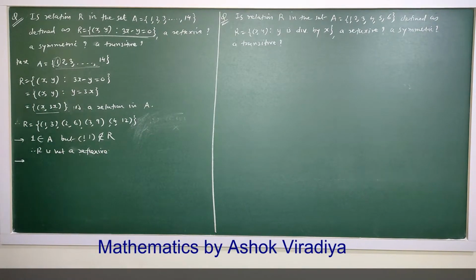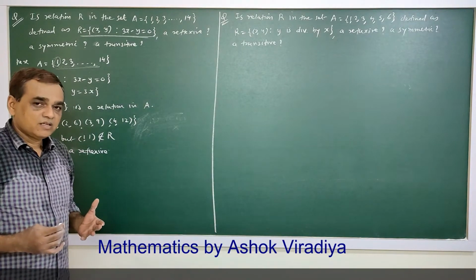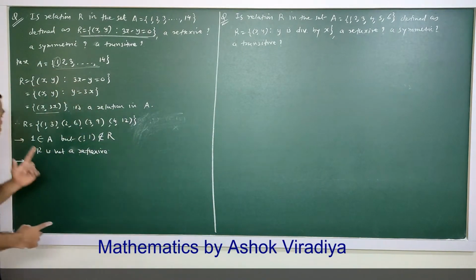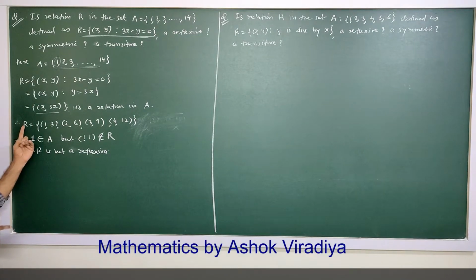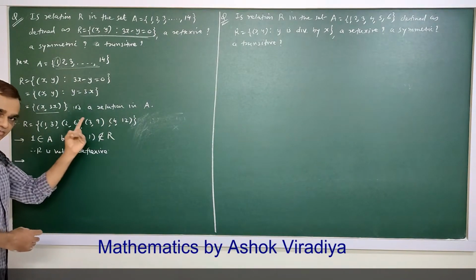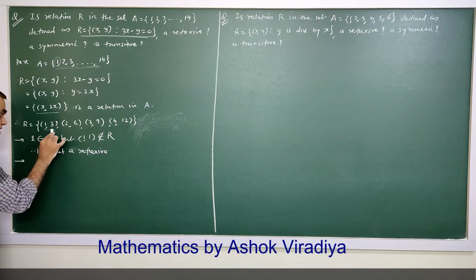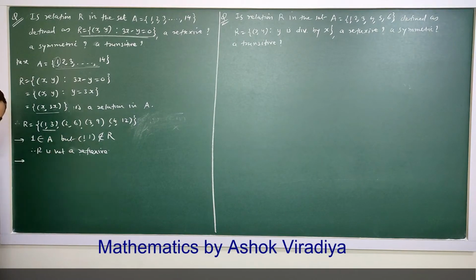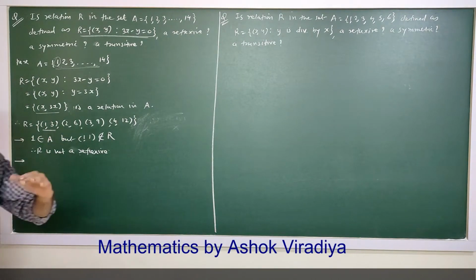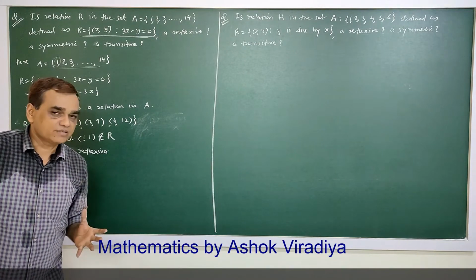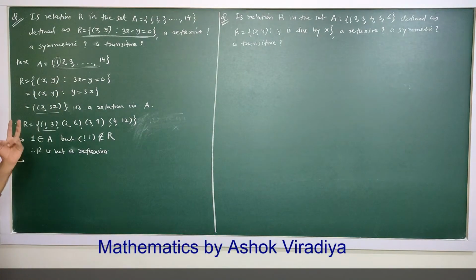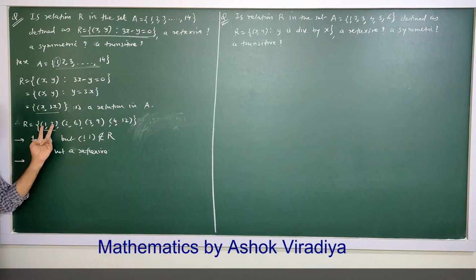Second property, symmetric. Is it symmetric? For symmetricity, we check from relation R. Take every ordered pair one by one. If AB is in R, BA must be in R. See, AB is 1 3. So its inverse is 3 1. No, 3 1 is not here.